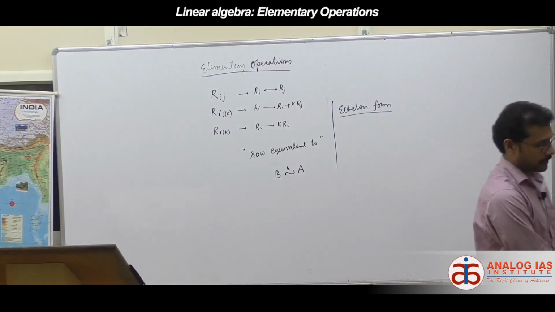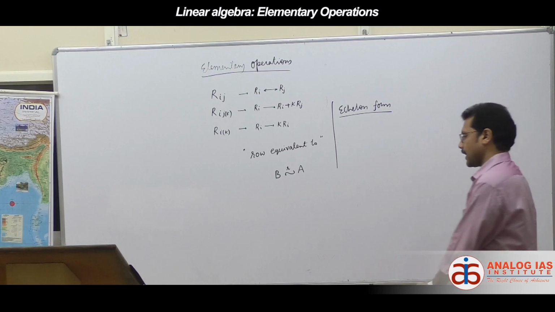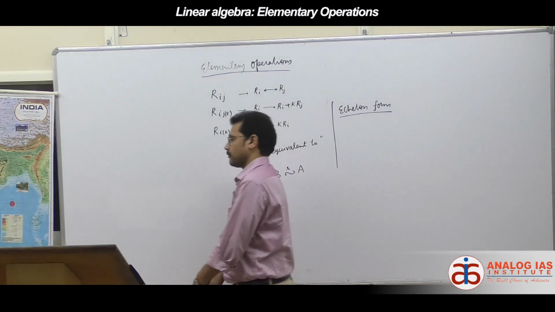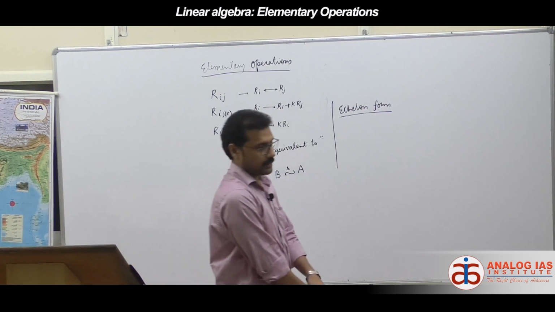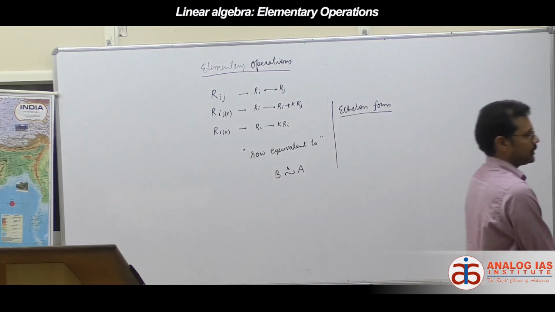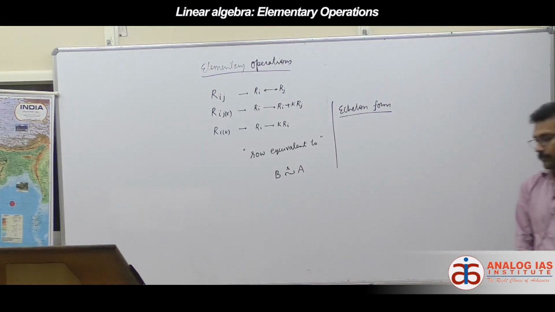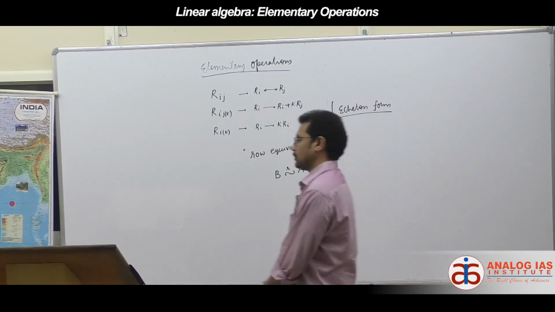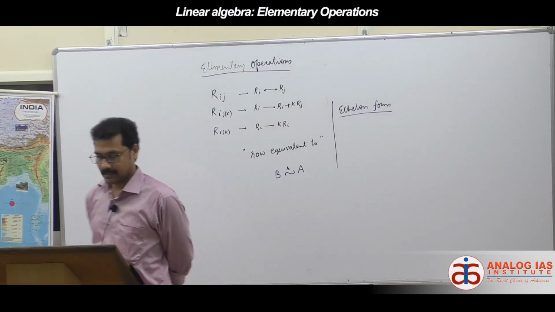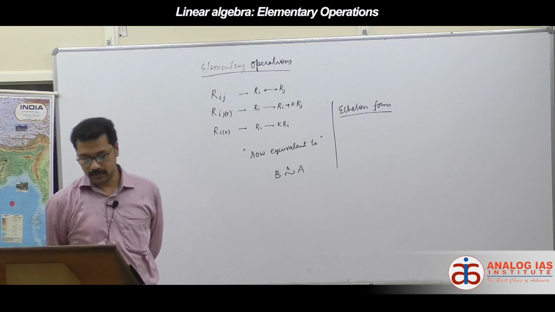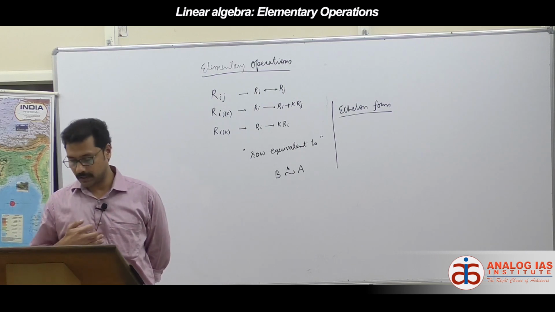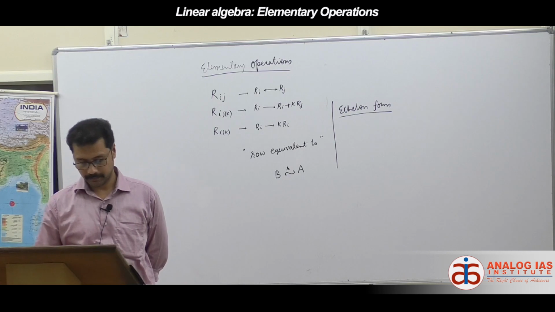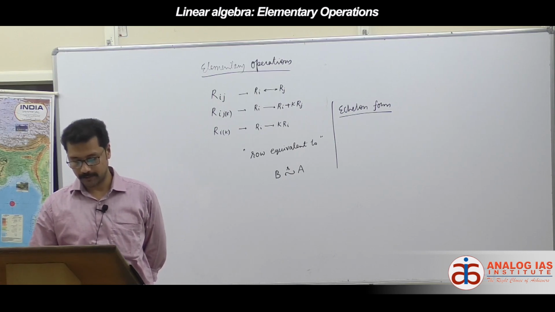Next, take a statement. Rank of a matrix A is the number of non-zero rows in its row reduced echelon form.